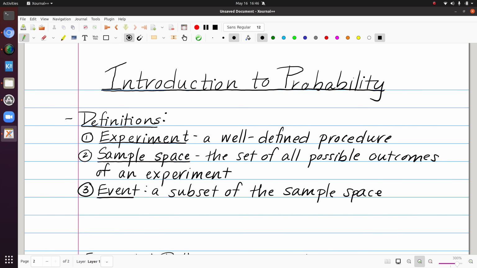First of all, if we talk about an experiment, this simply means a well-defined procedure. Common experiments we'll see are things like flipping a coin or rolling a six-sided die. Once I've defined an experiment, then I can talk about the sample space. So this would include the set of all possible outcomes of an experiment. Once the experiment is well defined, then you can think about what types of outcomes you would expect to see. If you list all of these outcomes, that gives you the sample space. And finally, any subset of a sample space is an event. So a collection of possible outcomes we can think of there.